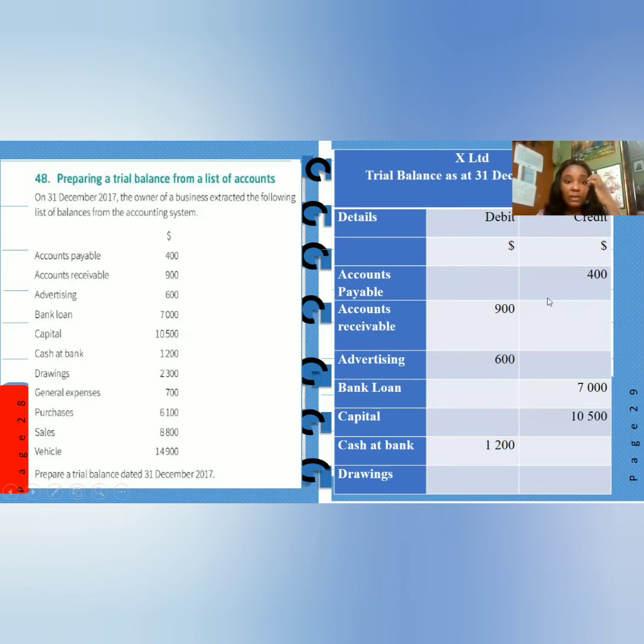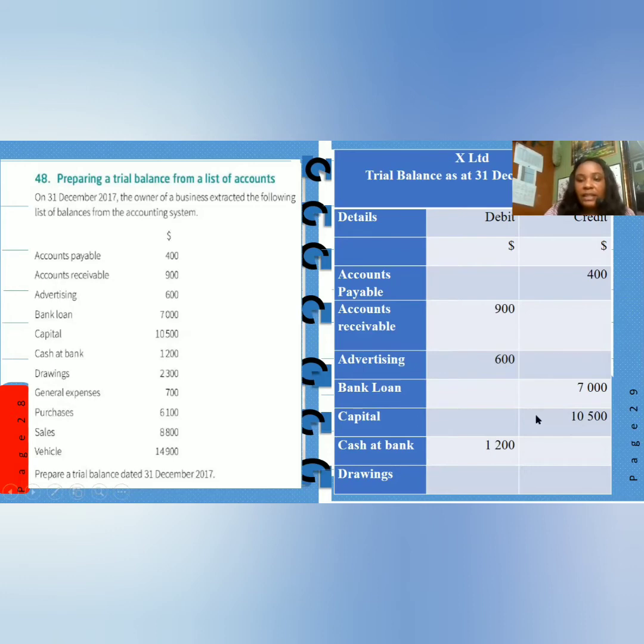So we have that $900. Advertising is an expense. Expenses carry debit balances always. So we have that $600 right here. Your bank loan is a liability for us because we have to pay back this money to the bank. We took a loan from the bank, so it goes on your credit side as it's a liability.